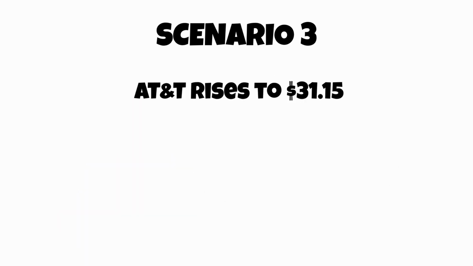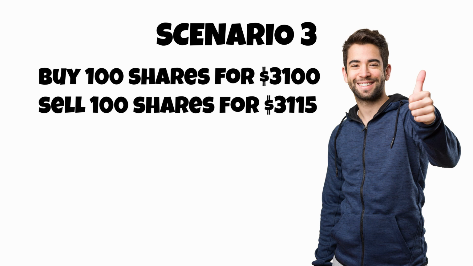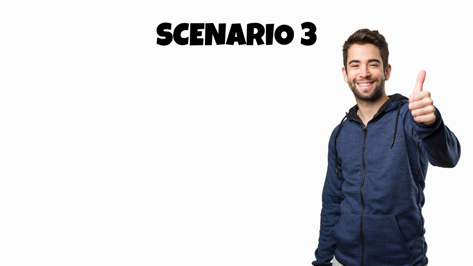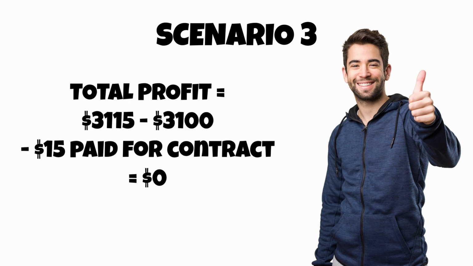Here's the third possible scenario that can occur. If AT&T were to rise to $31.15 by expiration, Dave, the buyer of the contract, will be able to buy 100 shares of AT&T just like before at a total cost of $3,100, and then he'd be able to sell them for $3,115, since AT&T is trading at $31.15 times 100 equals $3,115. If you remember from the last example, Dave's total profit can be calculated by taking the $3,115 he was able to sell the stock for, minus the $3,100 he bought the stock for, minus the $15 he paid for the contract. So in this instance, Dave's net profit and loss is $0.